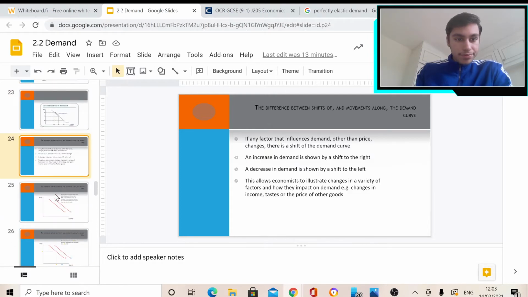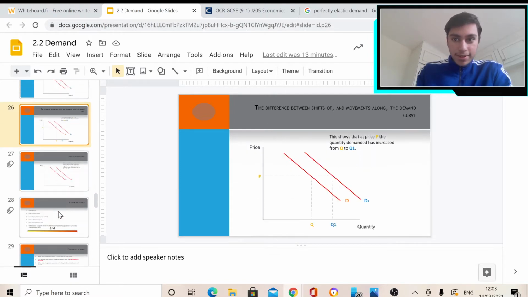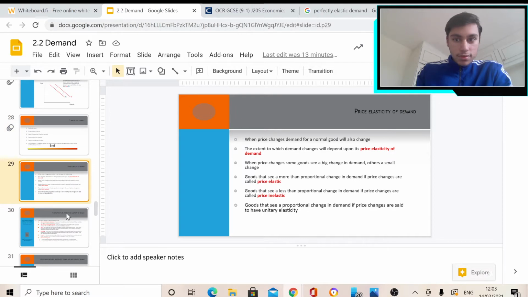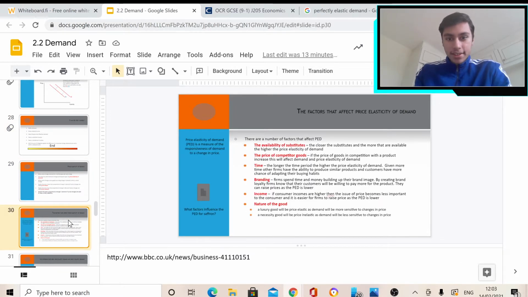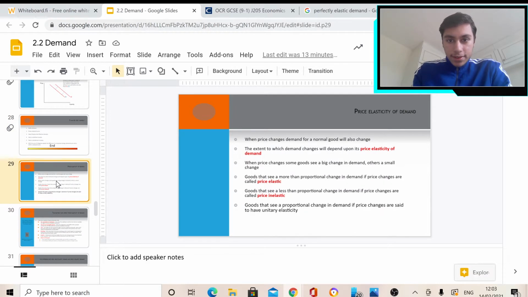Now, where is the price elasticity? Yeah, here it is. So, when the price changes, demand for a normal good will also change. The extent to which demand changes will depend upon its price elasticity of demand. When price changes, some goods see a big change in demand, others see a small change.